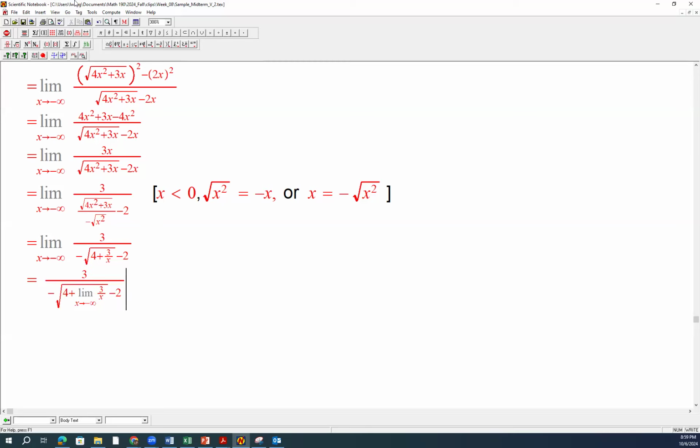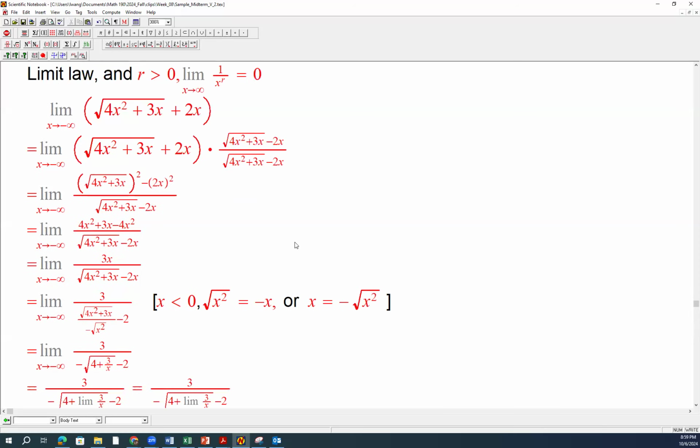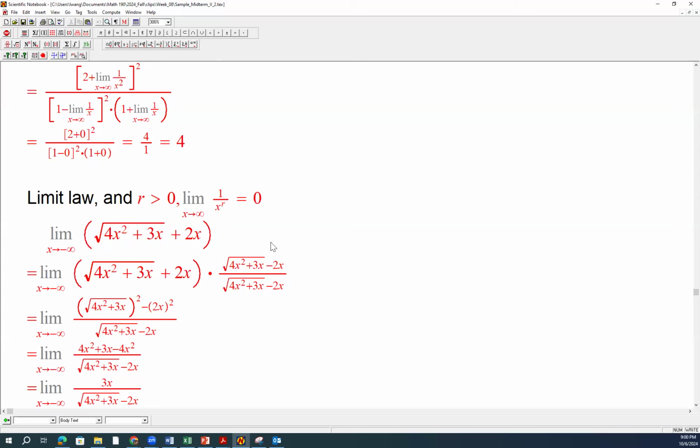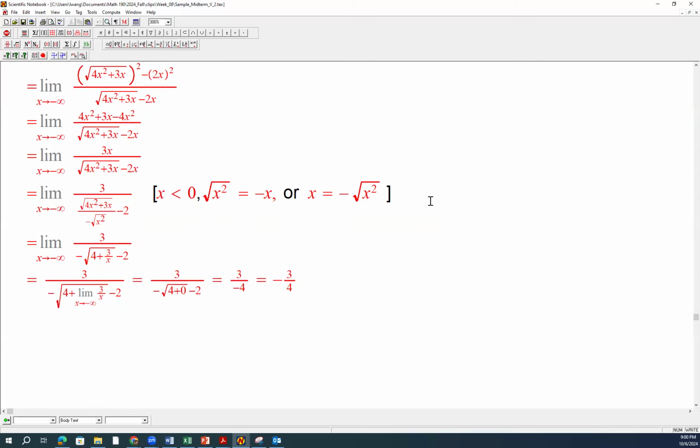And the next step, applying this theorem, this is going to be plus 0, plus 0. So in the end, what do we get? We get 3 on top. The bottom is -2 minus 2, so it's -4. So in the end, it's -3/4. Along the way, we have experienced infinity subtract infinity, infinity divided by infinity.